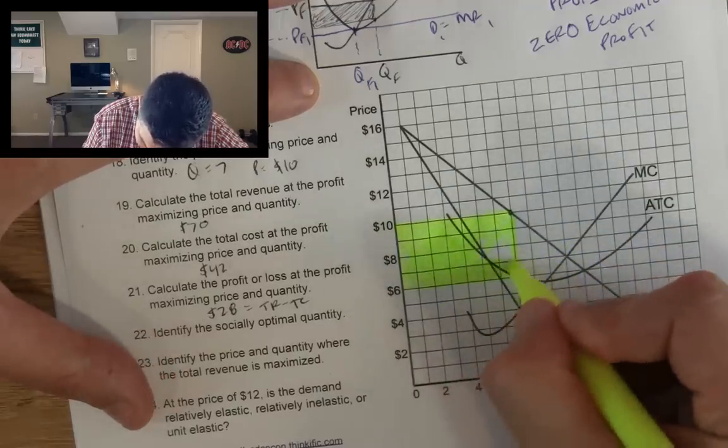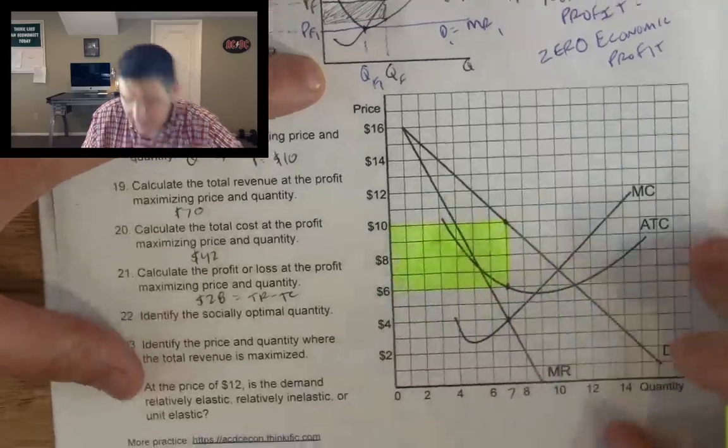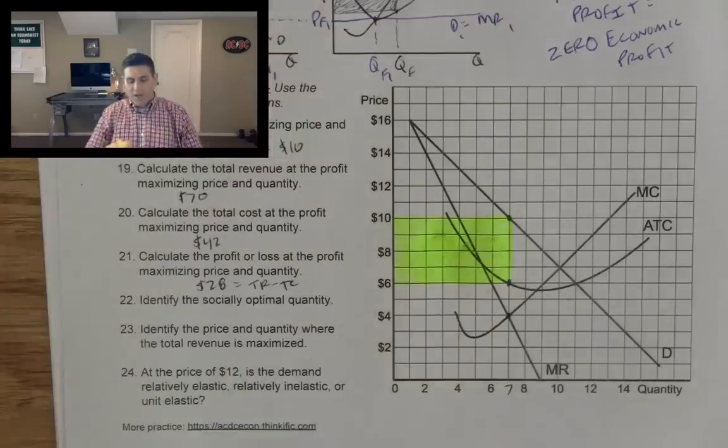Now you got that done. There's your box of profit. I want you to do me a favor. Shade in the deadweight loss. The what? The deadweight loss. Where's the deadweight loss that exists here? Because we're not producing the quantity socially optimal.